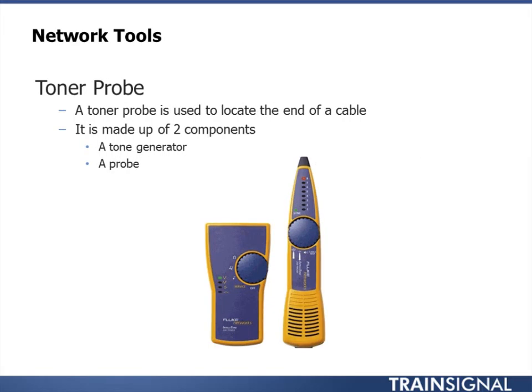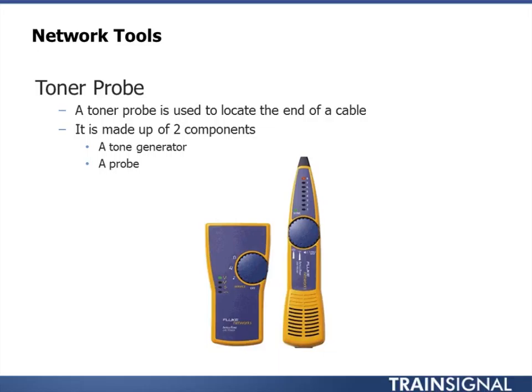Toner probe. A toner probe is used to locate the end of a cable. And it's made up of two different components. You have your tone generator and then the probe itself. And there's a couple of different useful things that can come out of the toner probe here. Now, first of all, one use is you can actually probe to see if there's still a signal behind a wall. So you can see where the cable actually goes when it's hidden.